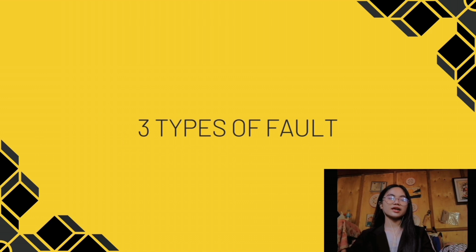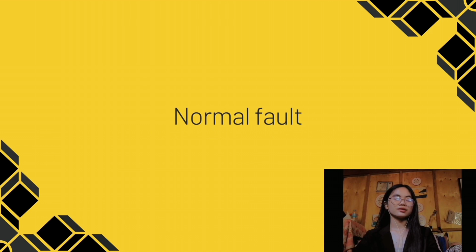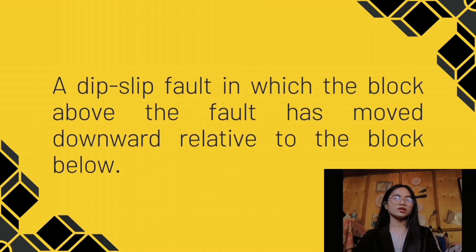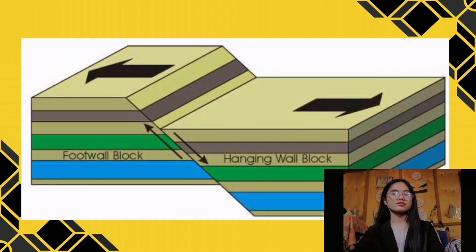And we have three types of fault. These are normal fault, reverse fault, and strike-slip fault. The first one is normal fault. What does it mean? It is a dip-slip fault in which the block above the fault has moved downward relative to the block below. Just like in the picture, this type of faulting occurs in response to extension.